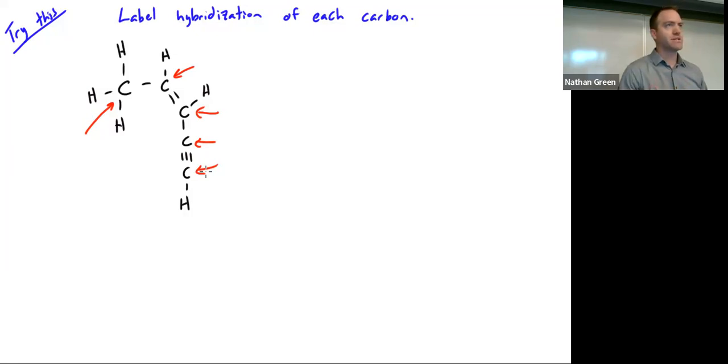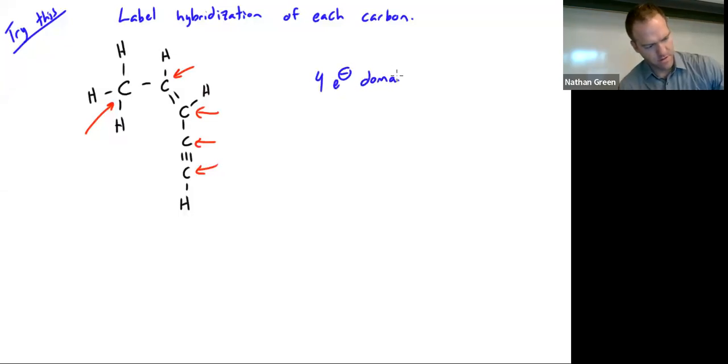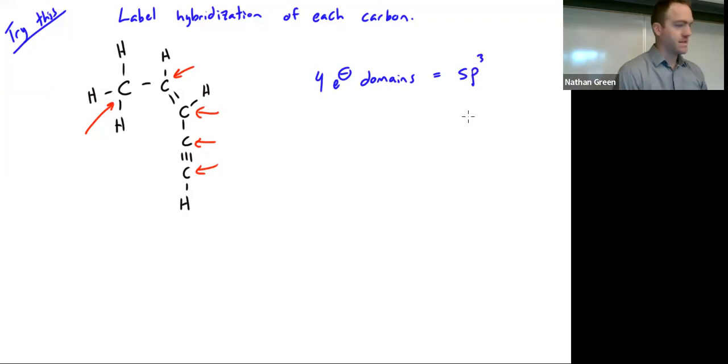What I mean by electron domains is how many different areas can you find electrons around an atom? This carbon has 1, 2, 3, 4 electron domains around it. 4 electron domains. What we're going to do is say that that is sp3 hybridized. And the way you can shorthand remember this is if you put an imaginary 1 above the s, 1 plus 3 equals 4. sp3 means 4 electron domains.